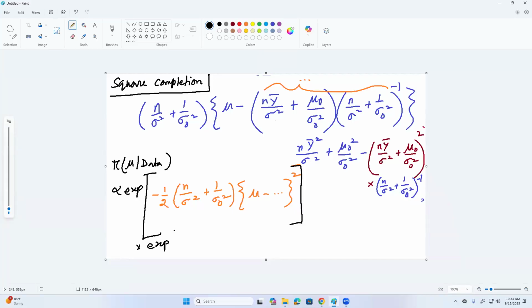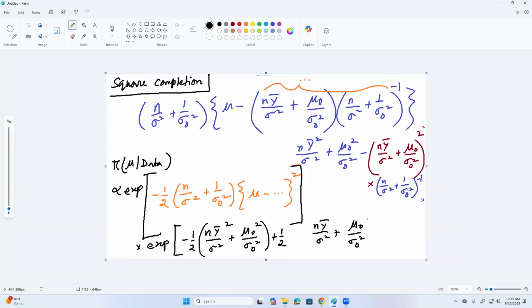times e to the power minus 1/2 (n y bar square over sigma square plus mu 0 square over sigma 0 square) plus 1/2 (n y bar over sigma square plus mu 0 over sigma 0 square) square times (n over sigma square plus 1 over sigma 0 square) inverse.